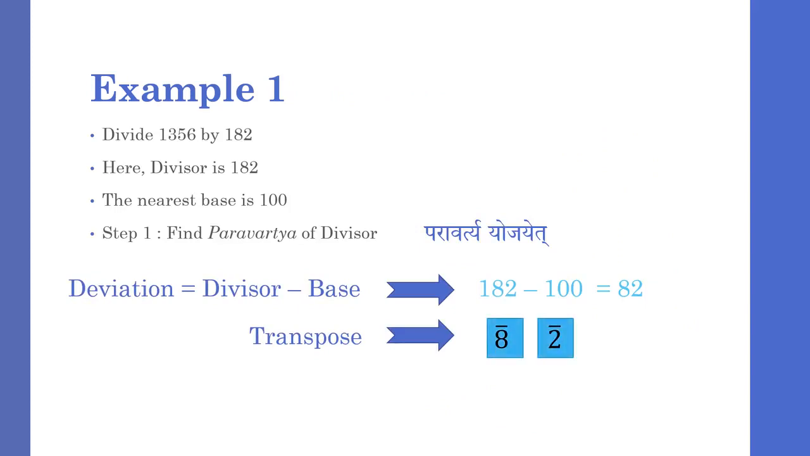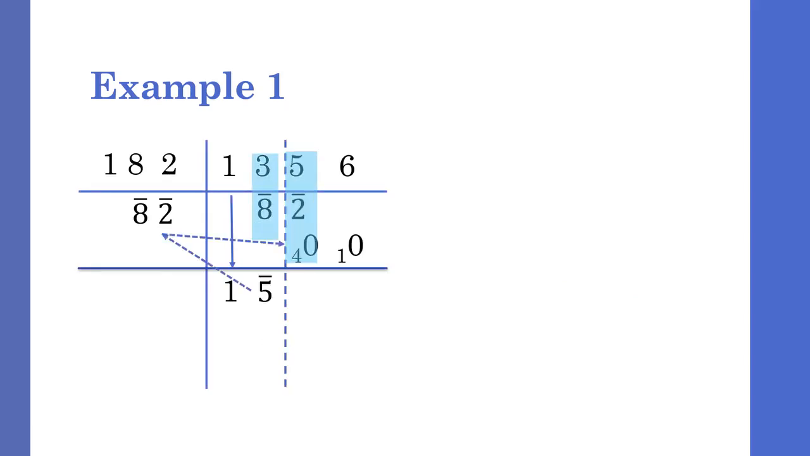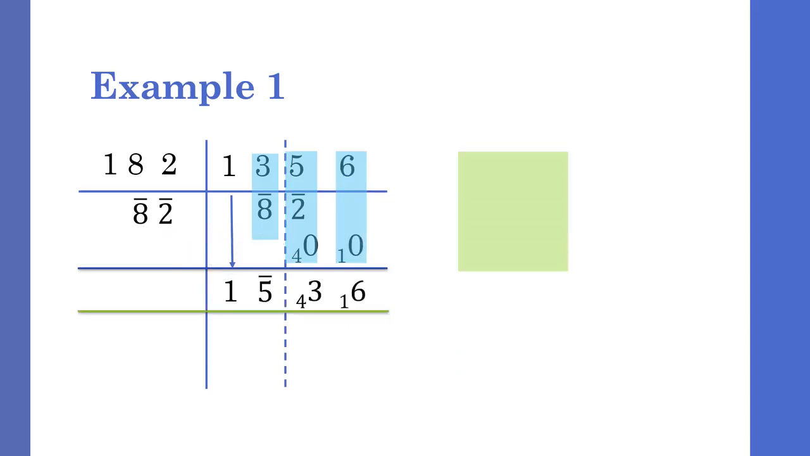We get the transpose and work out the division. Separate the remainder part, perform digit by digit multiplication and column wise addition. You see, the remainder is much more.